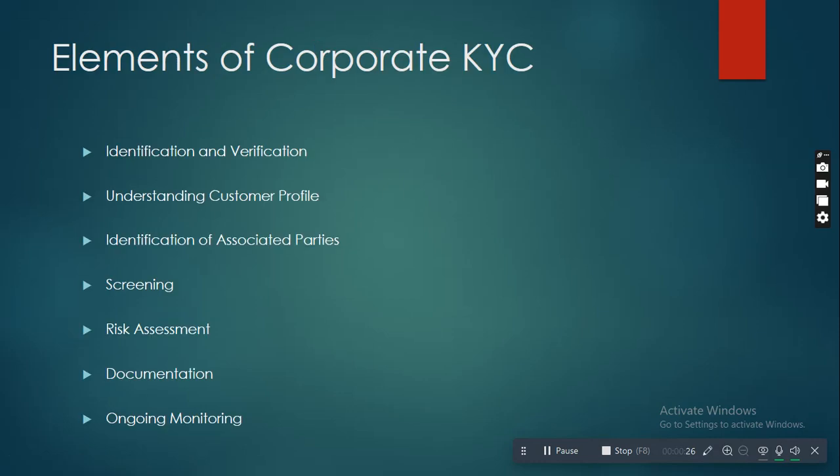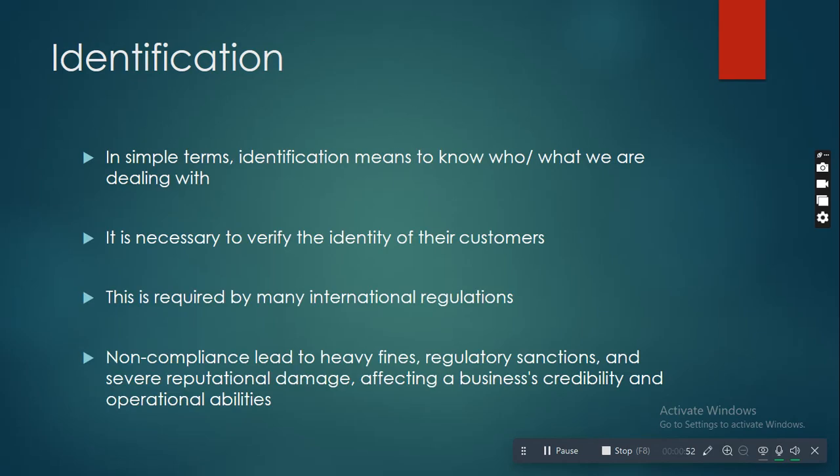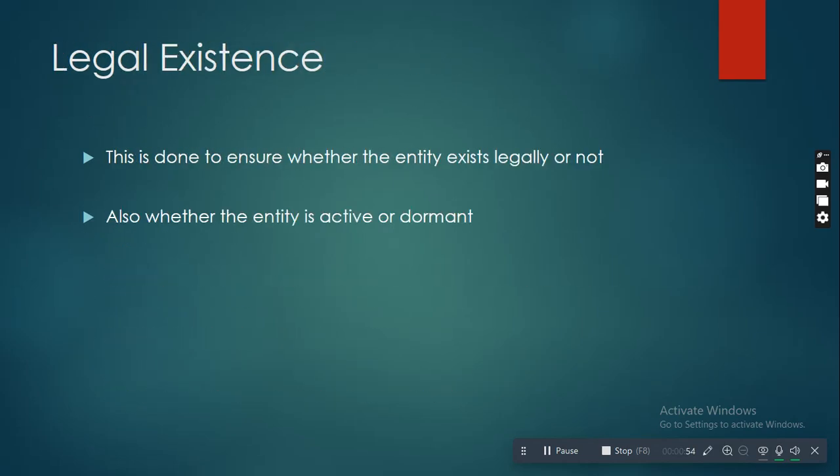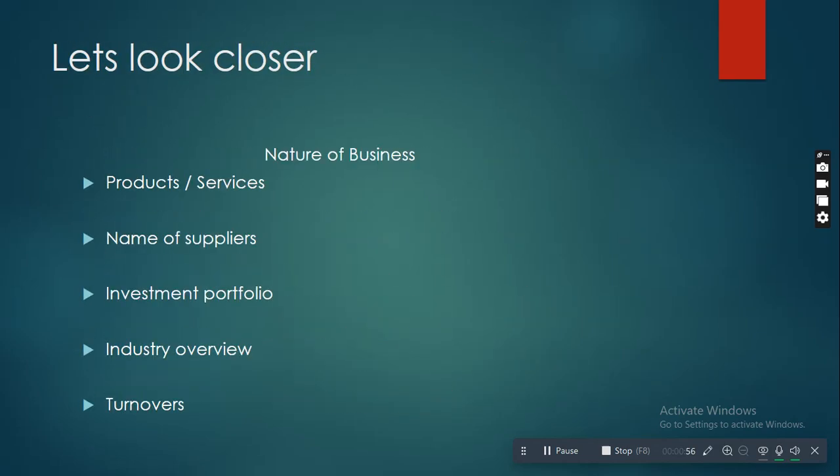These are the elements of corporate KYC that we were talking about. We have covered the identification and verification, and understanding of the customer profile. These are the two main areas. Then we have also covered the beneficial ownership. Now we are going to see identification of associated parties, screening, risk assessment, documentation, and ongoing monitoring. So let's get started.